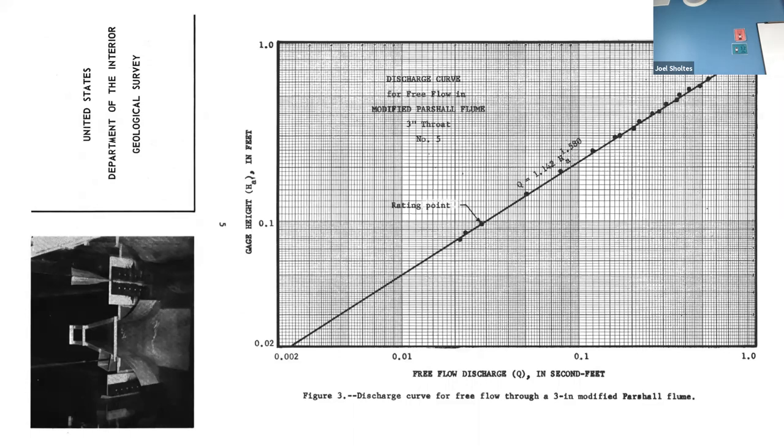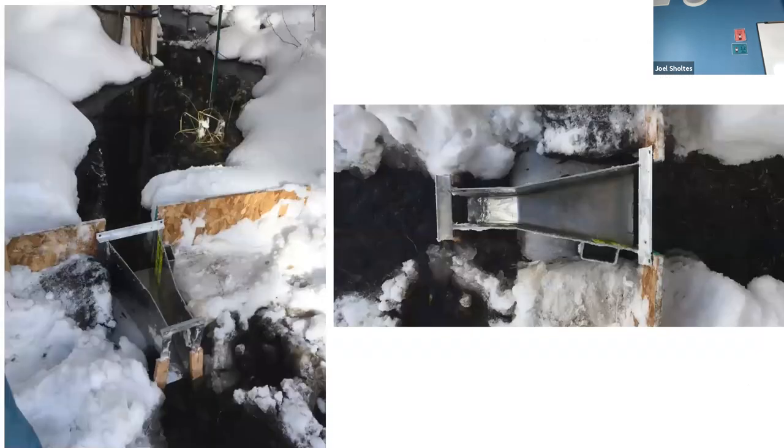And so you see that there is a nice linear relationship. Q is equal to 1.142 H to the 1.588. And we actually built a modified flume that the shop did downstairs for me.